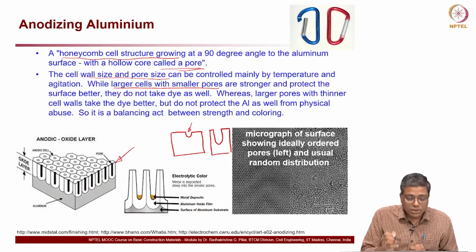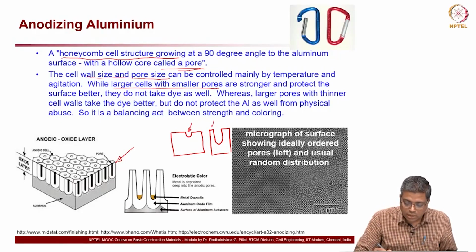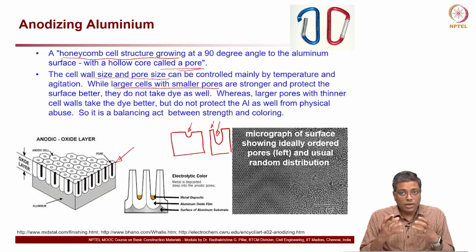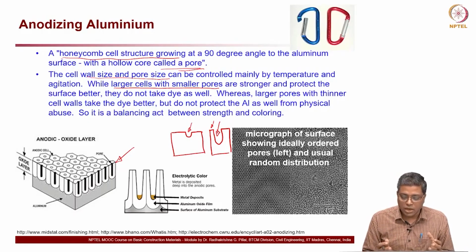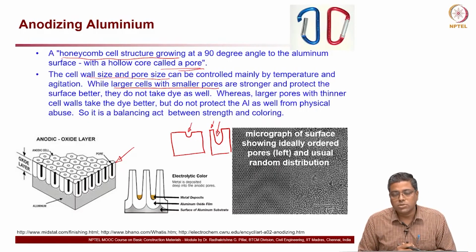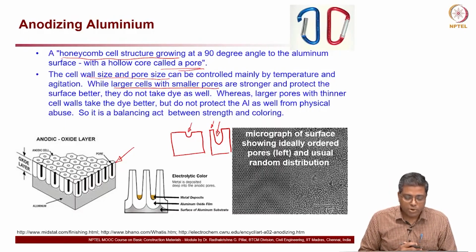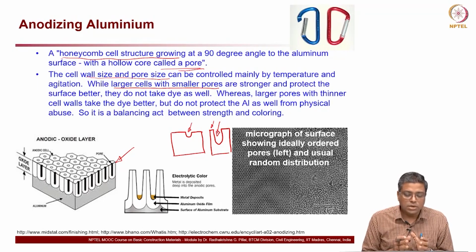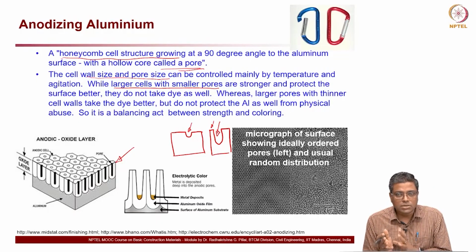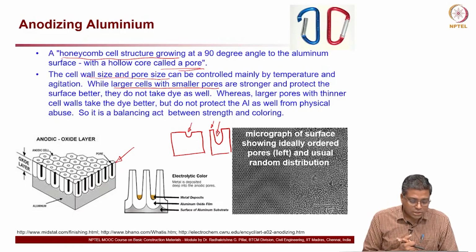Whereas the large pores with thinner cell walls, so this is the thinner cell wall, that means the pore size is larger and they will take the dye better, but don't protect the aluminum as well from the physical abuse. So you will have a lot of damage or abrasion, those kind of problems could be there. So essentially when you talk about longevity, etc., it's a balancing act. You have to adjust the pore size and the cell wall thickness, etc., so that you get optimized properties.